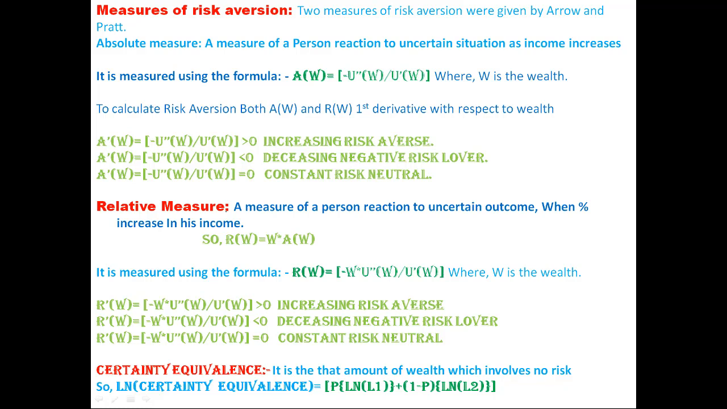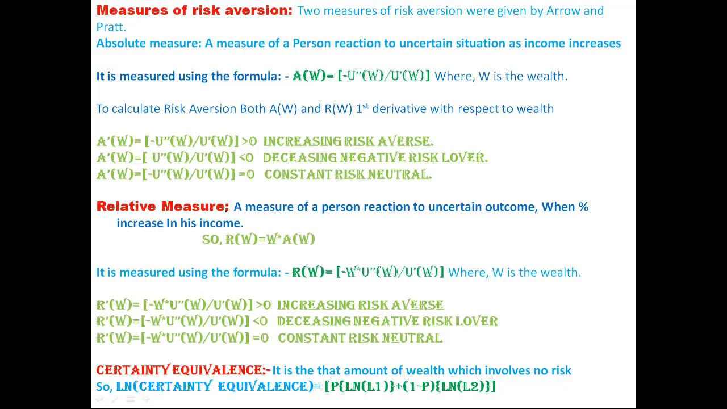Just take the first derivative with respect to wealth, multiplied with the initial weight. Second derivative over first derivative, multiplied with the initial weight, gives the absolute risk aversion. What you will get is the relative risk aversion.